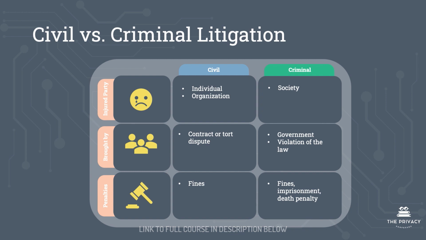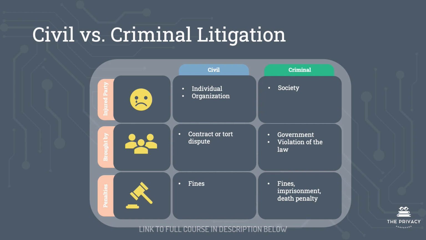And we're going to compare and contrast civil and criminal law with regards to the injured party, who brings the litigation, and potential penalties. With regards to the injured party, we see that within civil litigation, the suit is brought by an individual or an organization, whereas in the criminal litigation context, the injured party is society. With regards to what brings about a civil lawsuit, it is often a contract or tort dispute, whereas within the criminal context, it is the government that brings the suit against the individual, the defendant, and they do so due to a violation of the law.